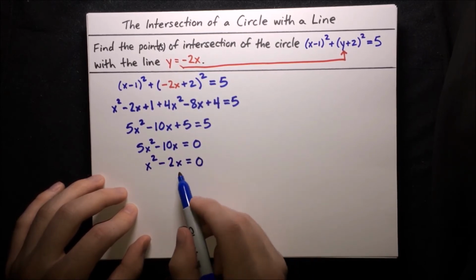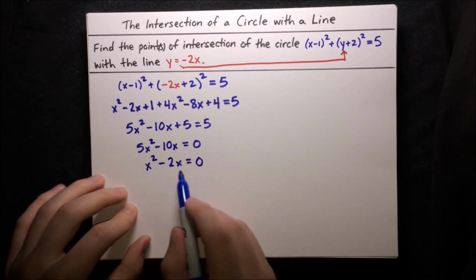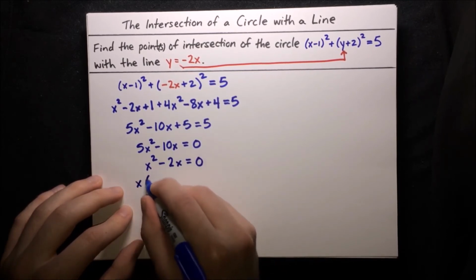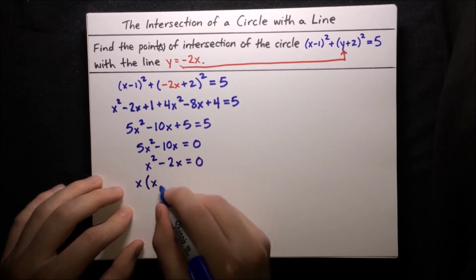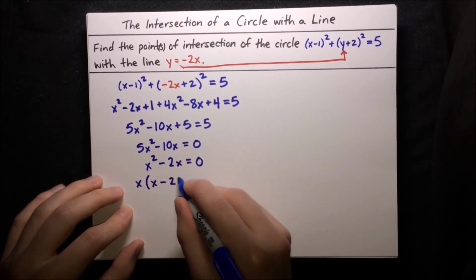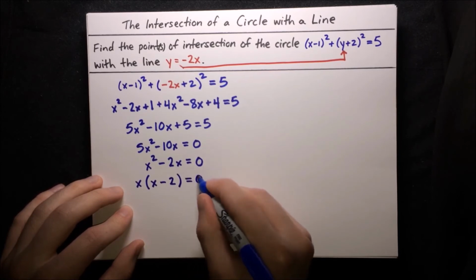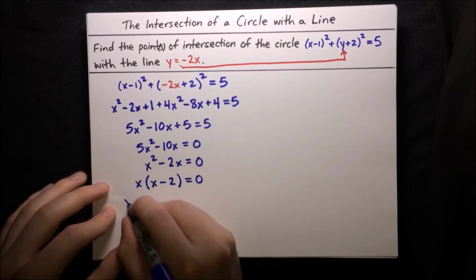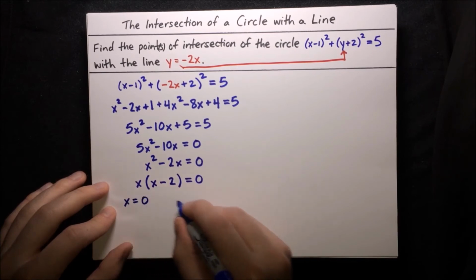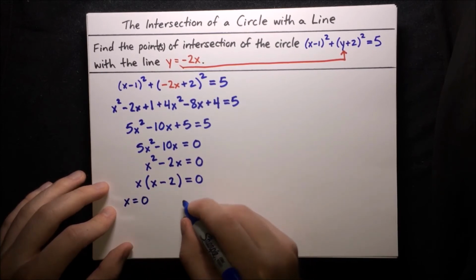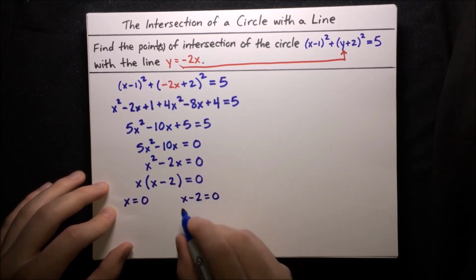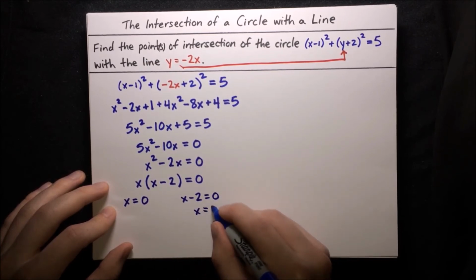And hey, that's factorable pretty easily. Both of these terms have a common factor of x, so factor out an x. So x times x makes x², then x times −2 makes −2x. And then we set the factors equal to 0. So one solution is just x = 0, and the other solution is x − 2 = 0, in which case x is equal to 2.